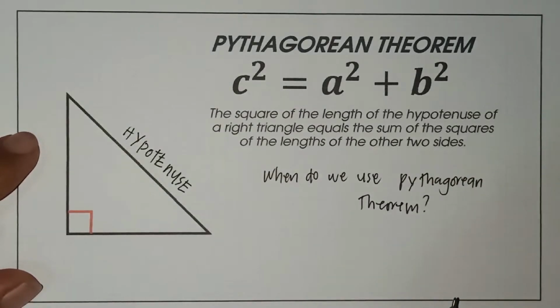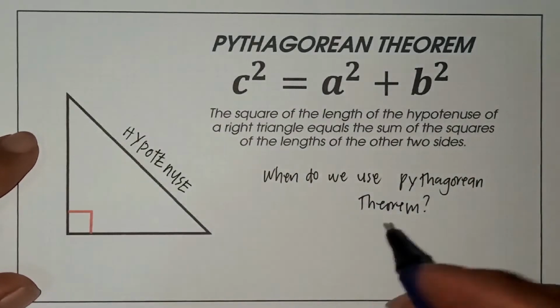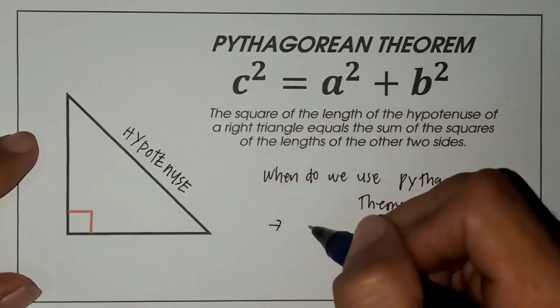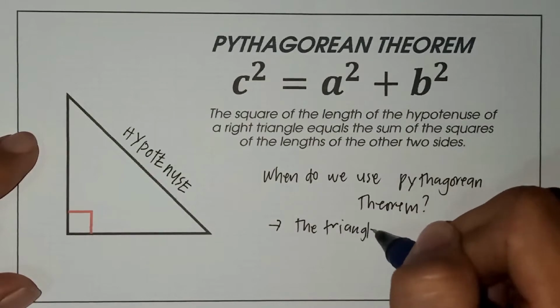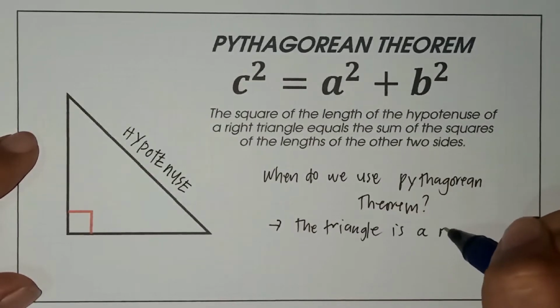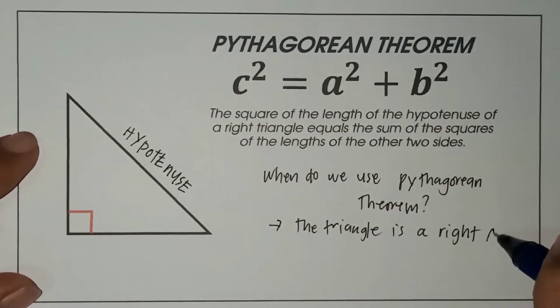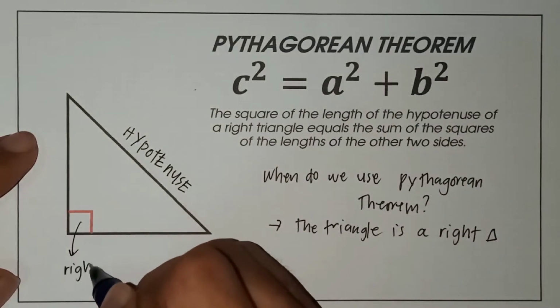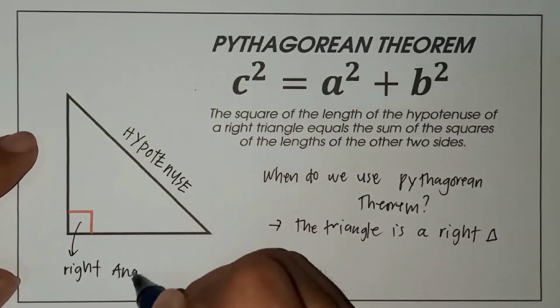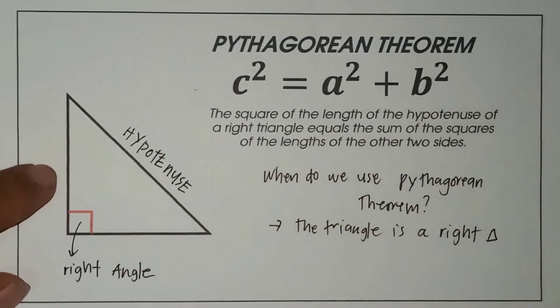The Pythagorean Theorem is only applicable when the triangle is a right triangle. So in this case, this is a right angle, so definitely this triangle is a right triangle.